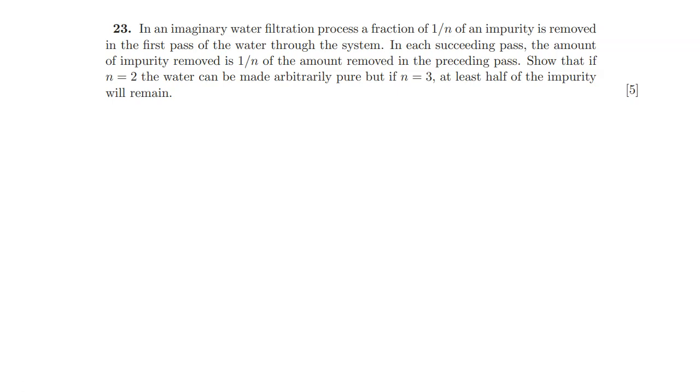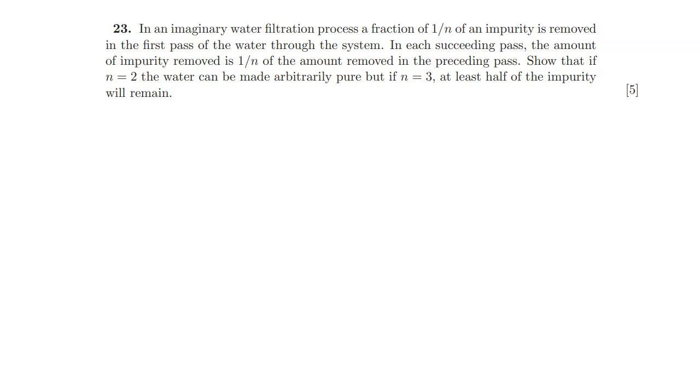Question 23. In an imaginary water filtration process, a fraction of 1 over n of an impurity is removed in the first pass of the water through the system. In each succeeding pass, the amount of impurity removed is 1 over n of the amount removed in the preceding pass. Show that if n equals 2, the water can be made arbitrarily pure, but if n equals 3, at least half of the impurity will remain.